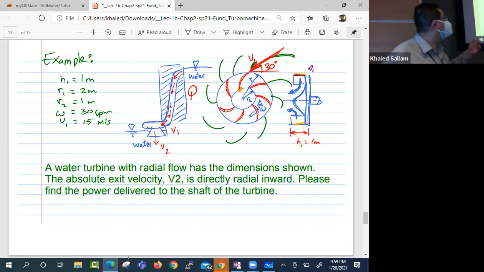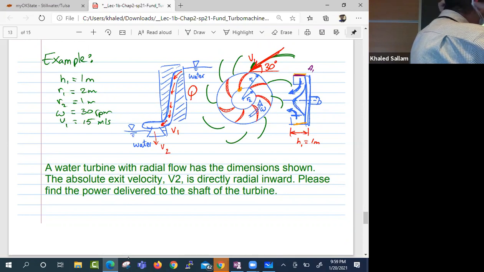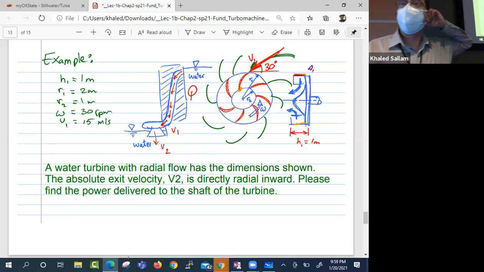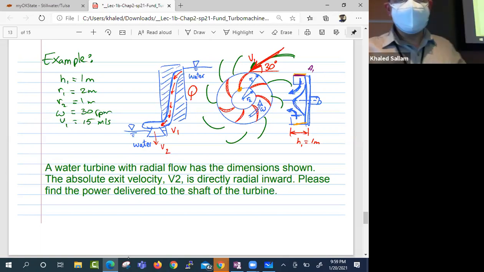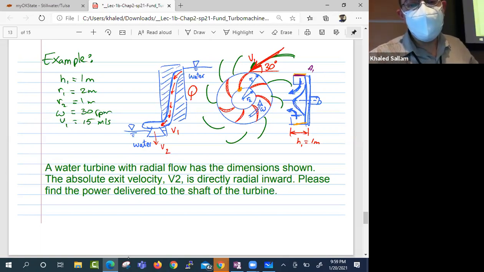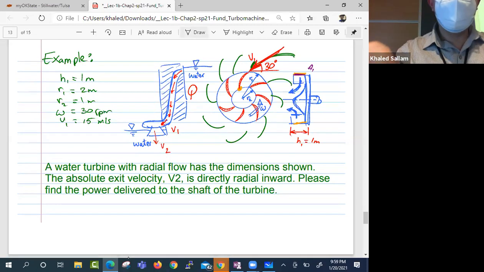When V2 leaving is directly radially inward, that means that V theta 2 is what? The absolute exit velocity V2 here is directly radially inward. That means V2 is all radial. So how much is V theta 2? How much is the tangential component of V2? Zero, because it's all radial, right? Very good.